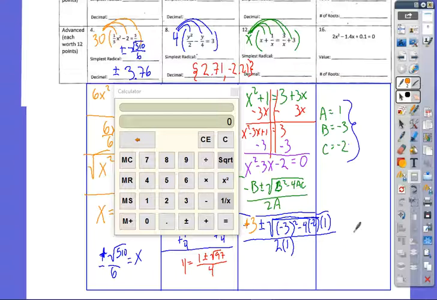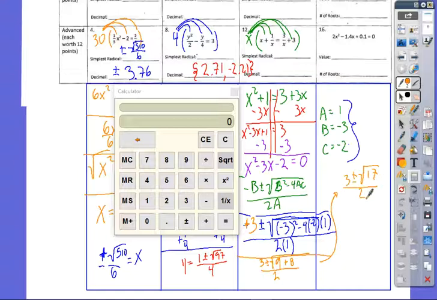We'll simplify, so negative 3 squared is 9, and negative 4 times negative 2. Okay, hold on a second, I cannot write that fast. So negative 3 squared is 9, and then plus 8. Plus 8, okay. And you have it all over 2. Yes, plus or minus. And then that leaves the 3 plus or minus square root of 17 over 2.